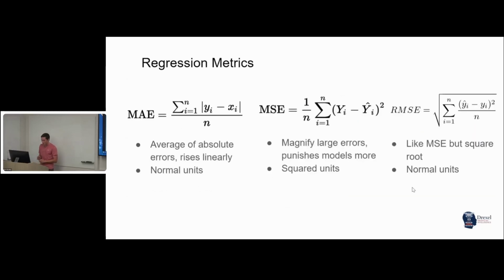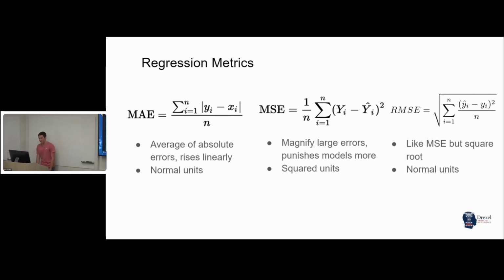All right, regression metrics. There are three main metrics for how we evaluate regression models. As I mentioned earlier, we take the distance between the output values and the line we made. That's the mean error. We would average them all out, but for absolute error, in case it's negative or positive, we want it to be a positive value. So it's in normal units and it rises linearly.